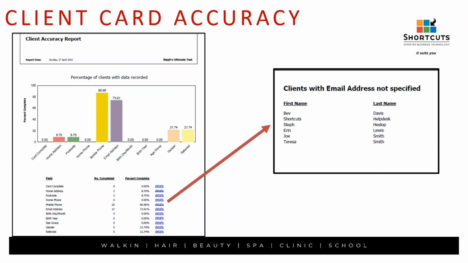You can see the details next to each of those percentages as well, and if you click on that, that's what gives you this detail over here on the right-hand side, if I want to see which clients I don't have this information for. So that's your client card accuracy report. Obviously, one of the ones that is really important as well is the card complete. We do want to make sure that after we're capturing client details from the client, we're actually going in and marking that card complete.